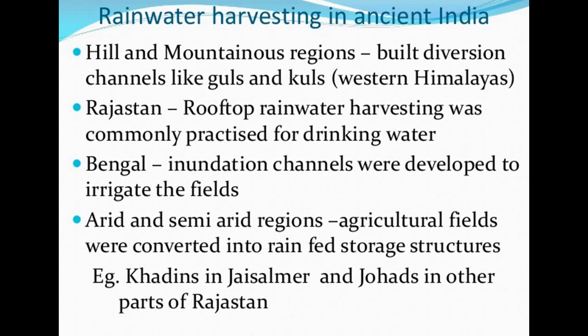So all these things were happening in major parts of Rajasthan and in Bengal for saving rainwater, harvesting it for drinking purposes or for irrigation purposes. They were storing the water in the ancient time, and it was recorded.